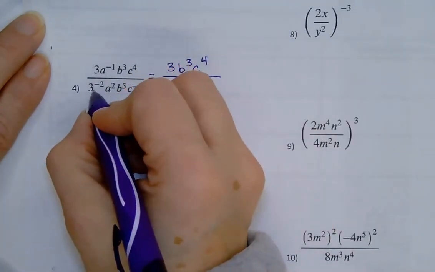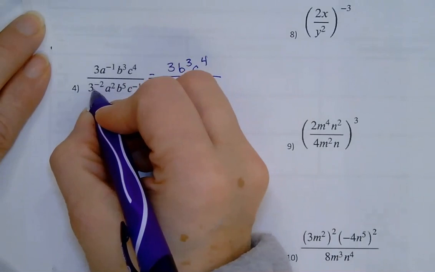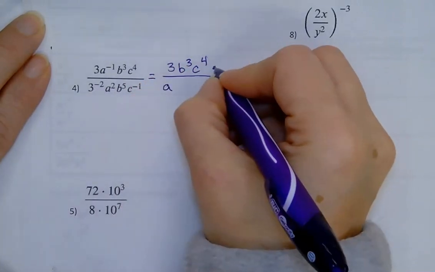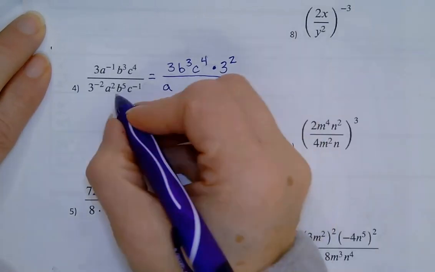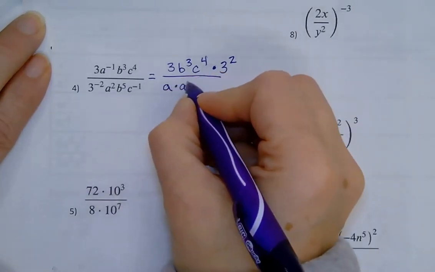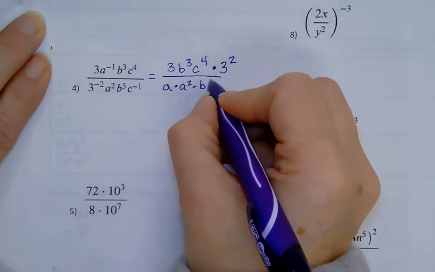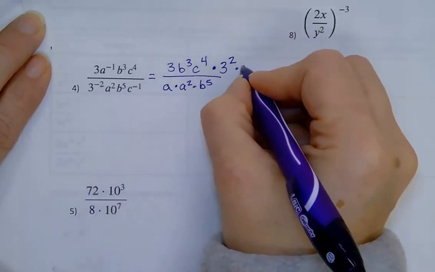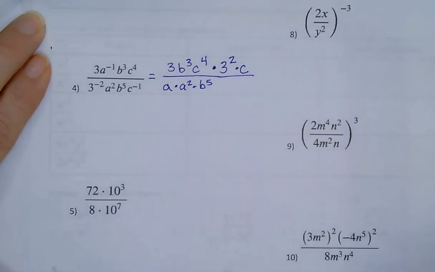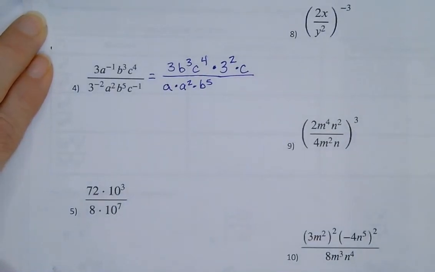Okay. In the denominator, I have 3 to the negative 2. I'm going to move that to the numerator, so now that's 3 squared times 3 squared up there. a squared gets to stay down here, and b to the 5th gets to stay down here. But c to the negative 1, I'm going to move it up to the top as c to the 1. Okay, now I just have a lot of positive exponents, and it's going to make things a little bit easier.